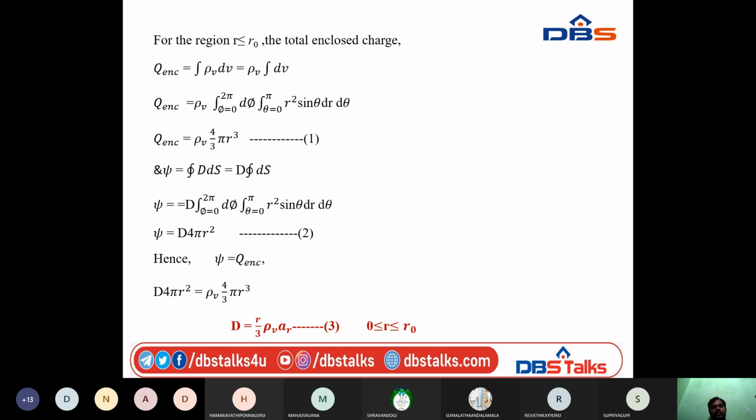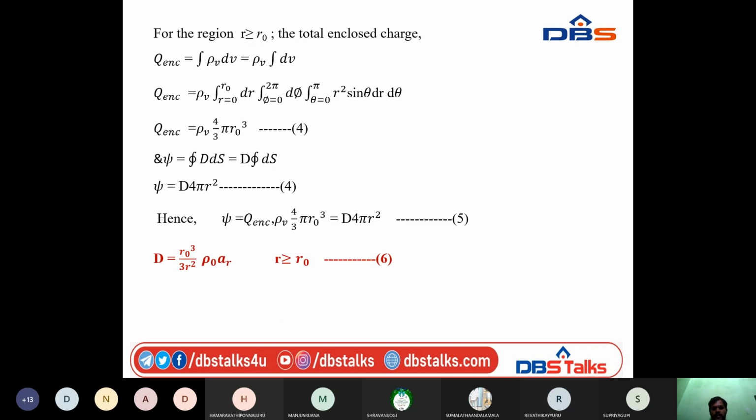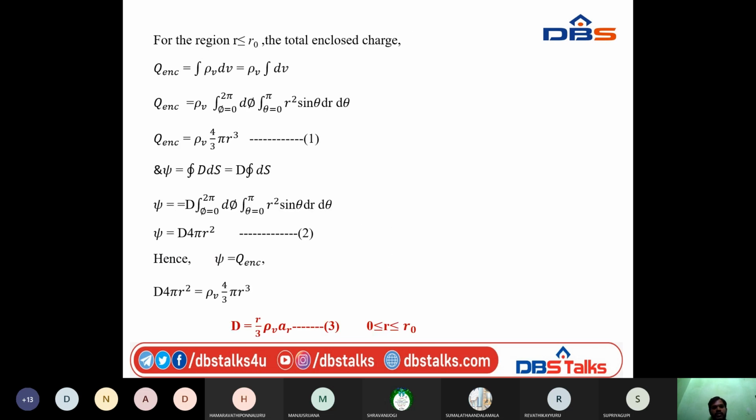Already we have found the value of Q enclosed, and separately the value of psi. Now I am going to equate equation 1 and equation 2. From this I get the value of D: D equals r by 3 rho v into ar. So this is for case 1.